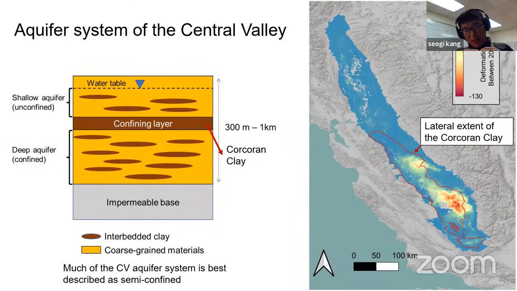But even beyond this region of San Joaquin Valley, much of the Central Valley aquifer system is best described as a semi-confined system, and that is mainly due to these interbedded clays. Each interbedded clay can act as a small confining unit. So if you have many interbedded clays, the aquifer system can act as a semi-confined or confined system.